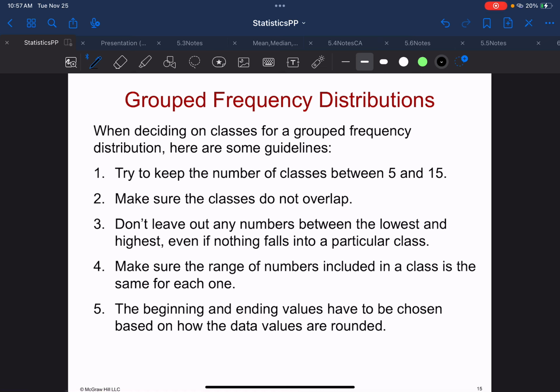Sometimes you have to pick the classes yourself, so here are some tips in order to do that. When we're deciding on classes for a grouped frequency distribution, the first thing we want to do is try to keep the number of classes between 5 and 15. That is the number of categories, types, or ranges. And the second one is to make sure the classes do not overlap.